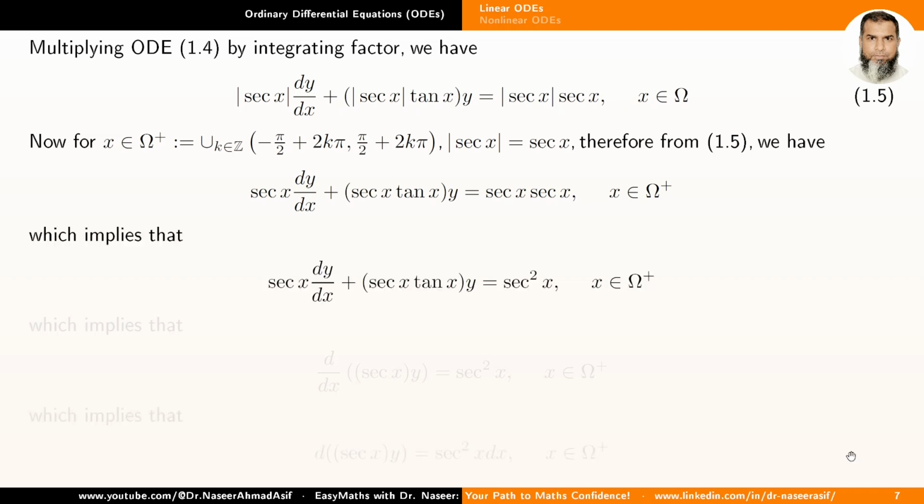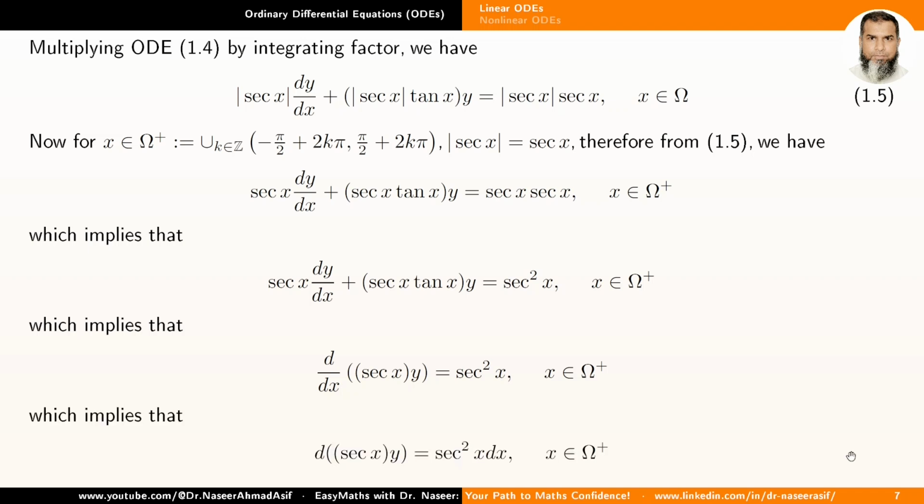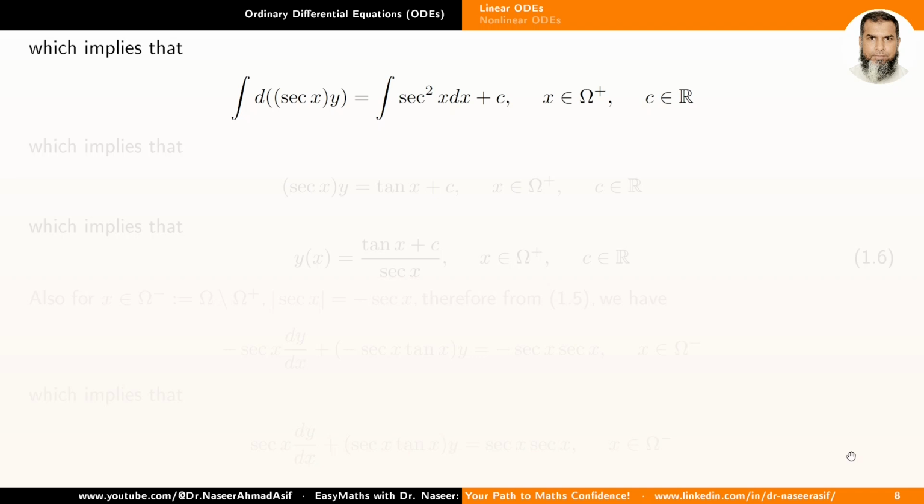So we have secant x into dy by dx plus secant x into tangent x into y is equal to secant square x, where x belongs to omega plus. Well, this can be expressed as d by dx of secant x into y is equal to secant square x, where x belongs to omega plus. So we have d of secant x into y is equal to secant square x dx, where x belongs to omega plus. Taking integral, we have integral of d of secant x into y is equal to integral of secant square x dx plus c, where x belongs to omega plus and c is an arbitrary constant.